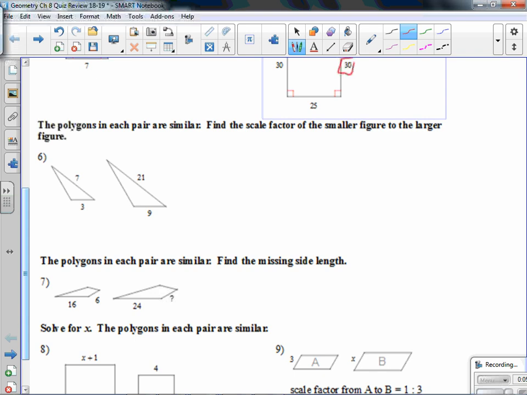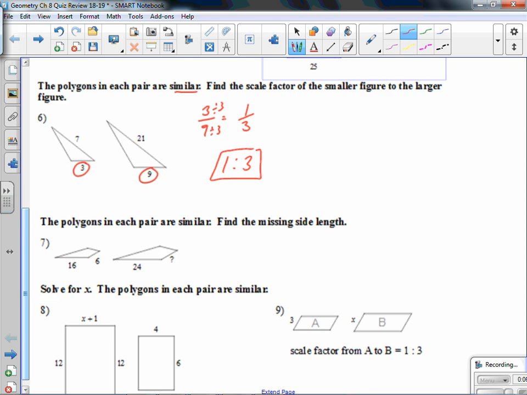Alright, number 6, polygons in each pair are similar. Find the scale factor for the smaller figure to the larger figure. So, since they're already telling us that they are similar, we only have to check one set of corresponding sides. So we can go with the bottom sides, 3 and 9. 3 over 9. Reduce the fraction if you can, which both of those divide by 3, which would give us 1 over 3. Or write it as a ratio with the colon as 1 to 3. And it's small to large, so you want the smaller number first. So 1 to 3 will be our ratio.